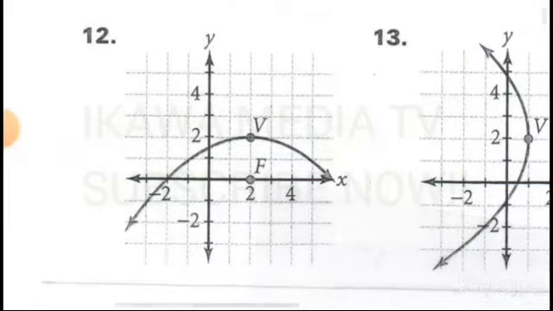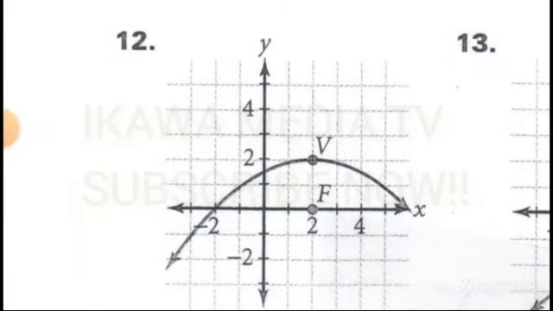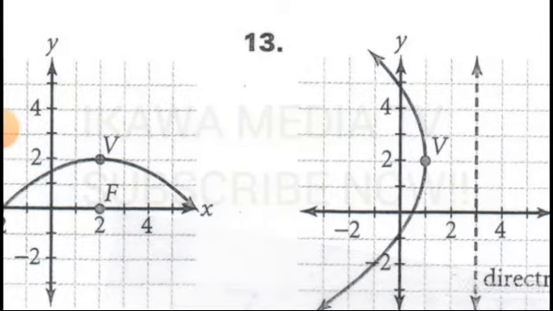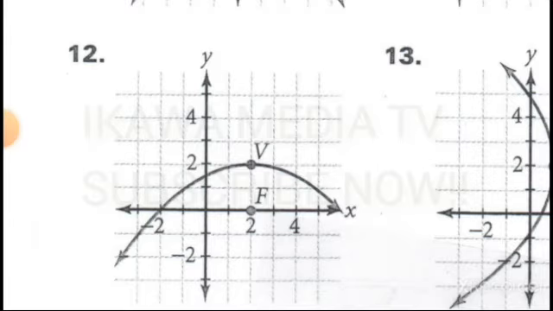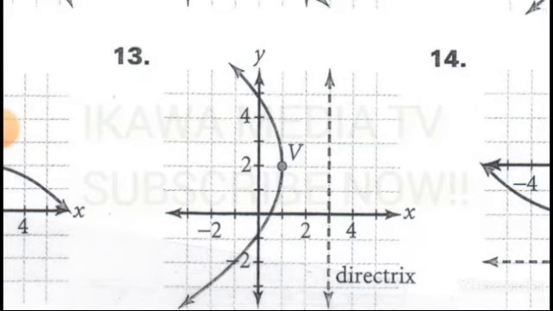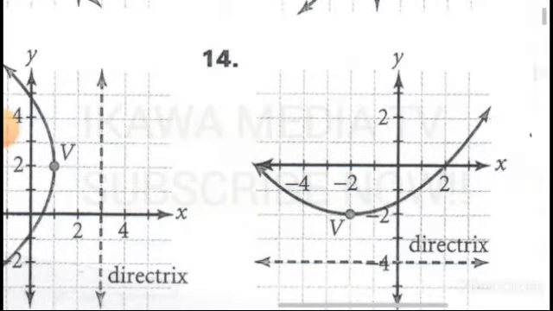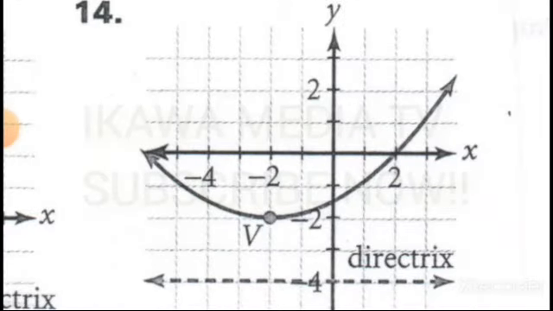Question number 12. The parabola opens downward and it has been translated. You can see the vertex. Here we have the focus. Remember that we are asked to provide the standard equation of these parabolas graphed here. Question number 13, you are given the vertex and the directrix. Question number 14, you are given the directrix, the vertex, and where the parabola opens. You can see it opens upward.